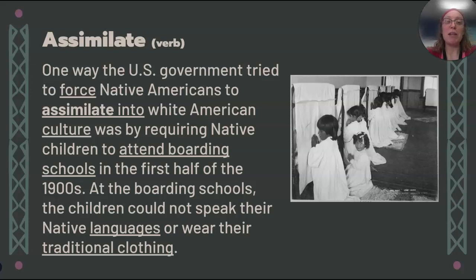One way the U.S. government tried to force Native Americans to assimilate into white American culture was by requiring Native children to attend boarding schools in the first half of the 1900s. At the boarding schools, the children could not speak their native languages or wear their traditional clothing. Here you see a picture of, appears to be Native American girls who are saying their bedtime prayers at the boarding school, and they were forced to practice Christianity, even though that was not their traditional religions, because that was part of white American culture, was this religion.